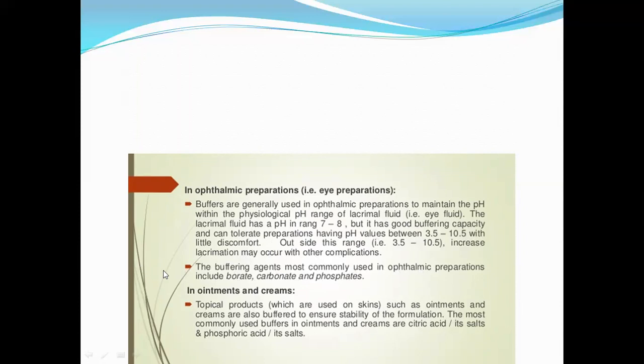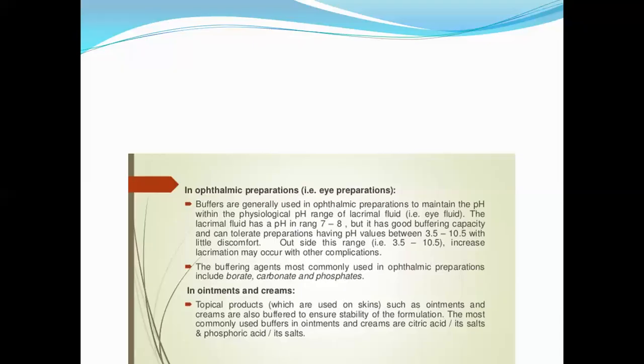Ointments and creams are used locally. They are also known as topical products. Topical products which are used on skin, such as ointments and creams, are also buffered to ensure stability of the formulation. The most commonly used buffers in ointments are citric acid and its salts, and phosphoric acid and its salts.